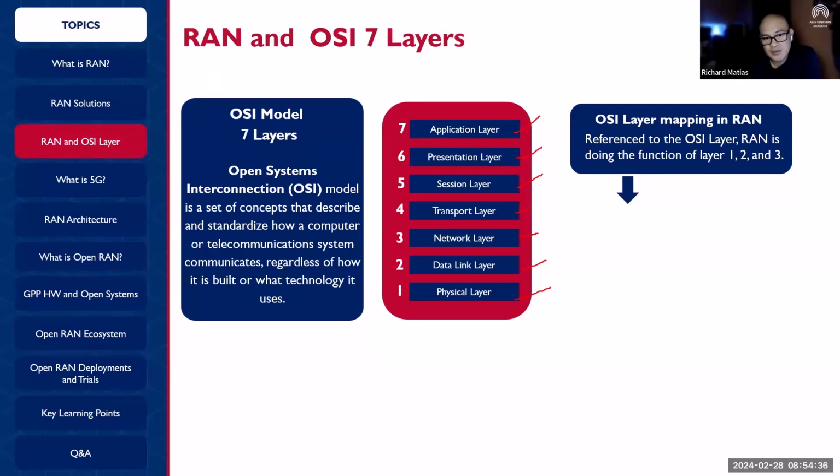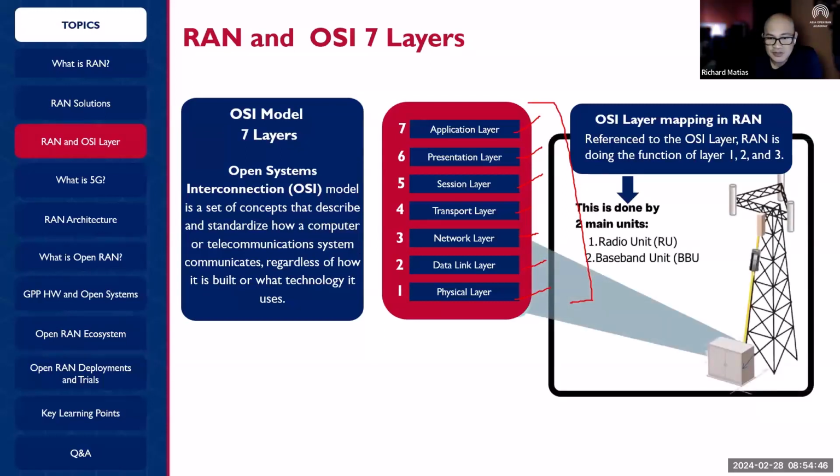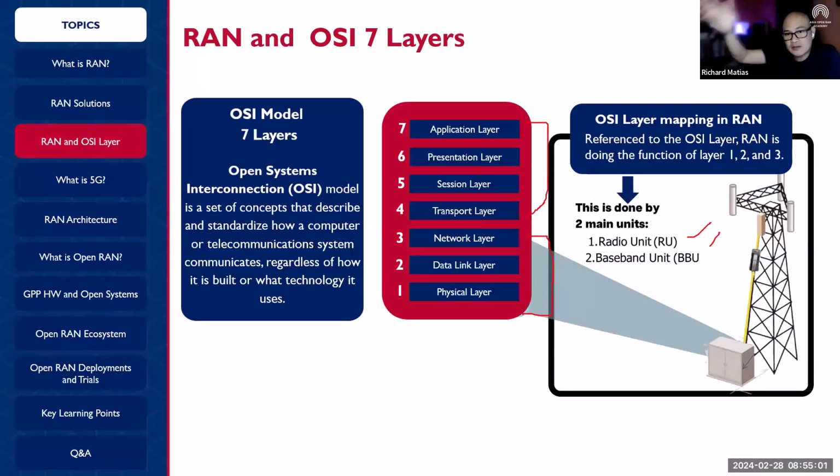If we use these 7 layers and map them to the layers of the radio access network, you can see that the functionality of the RRU, or the radio unit, and the baseband unit falls within these 3 layers. The other layers are located in other parts of the network, such as the core, the UE, or the transmission. So in the radio access network, you can see these 3 layers: the physical, the data link, and the network layer.